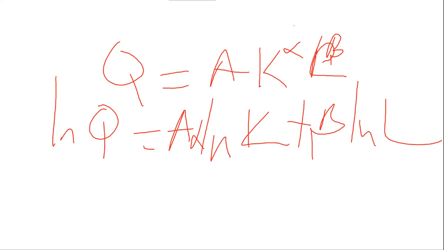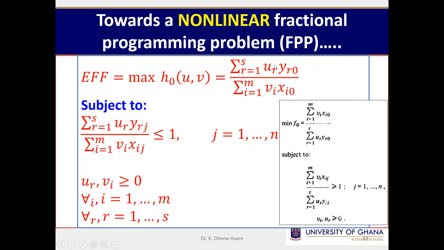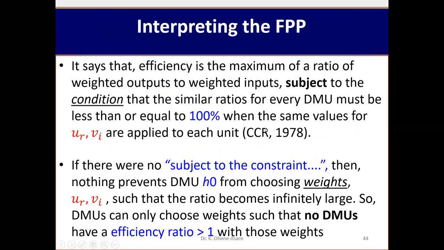Yes, so what you are doing is linearizing it, and it's the same principle here. We are going to linearize this fraction into a linear line so that everything becomes a kind of straight line. First, what the fraction says is what I've told you already. It says that efficiency is a maximum of a ratio of weighted output to weighted input, subject to the condition that similar ratios for every firm must be less than or equal to 100% when the same values of the weights apply to each unit.